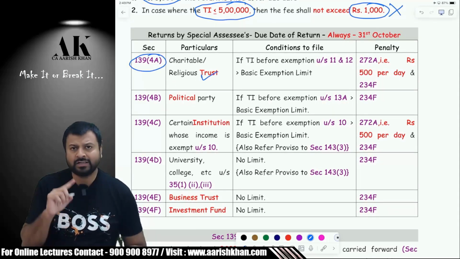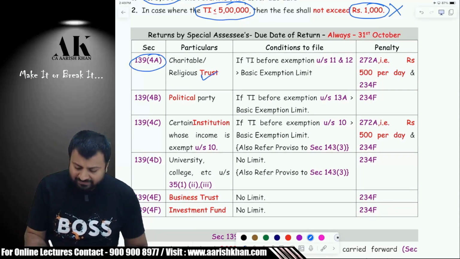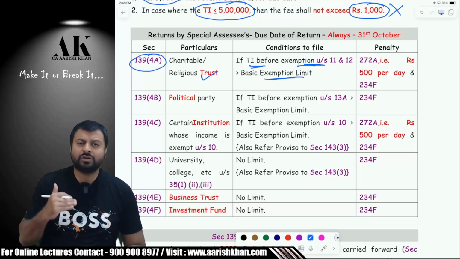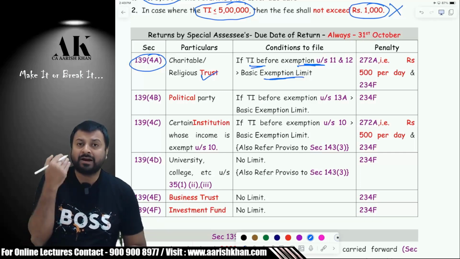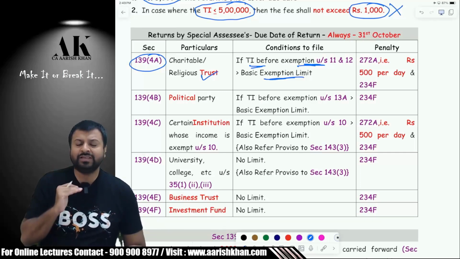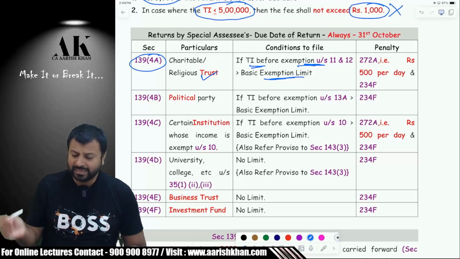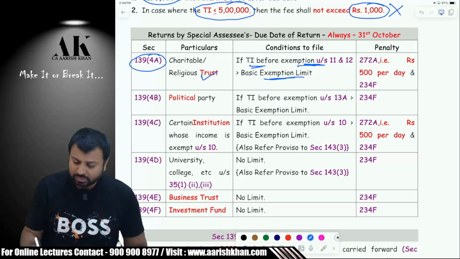They will file the return in October, and when they file, if their total income before giving the exemption is greater than basic exemption limit. So before giving the exemption, you have to check the income. If it is greater than the basic exemption limit of 2.5 lakh and 3 lakh, whatever is the basic exemption limit in today's time, if it is greater than that, they have to file the return. Okay, don't check the income after exemption. Check the income before giving the exemption. What is the income? If it is greater than basic exemption limit, they are supposed to file the return, and these people are supposed to pay 234F fee also.